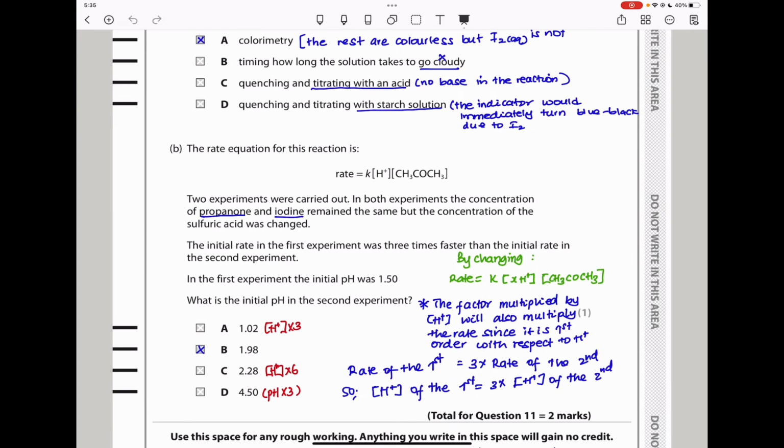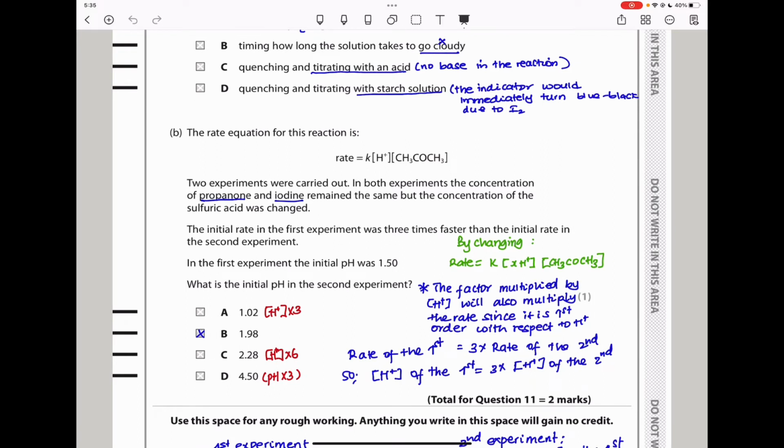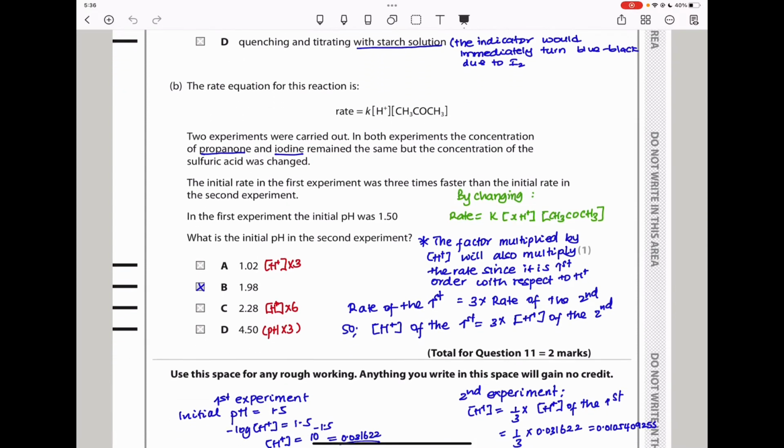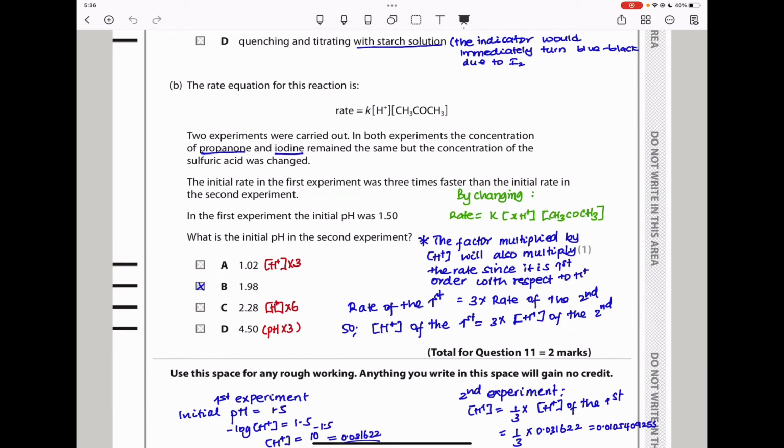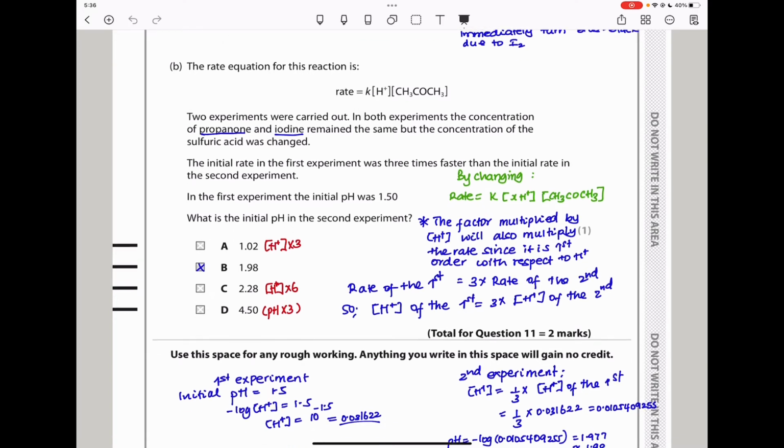So the answer should be A. And here they say the rate equation for this reaction is here. They've given us the rate equation, and they say two experiments are carried out. In both experiments, the concentration of propanol and iodine remain the same, but the concentration of sulfuric acid was changed. The initial rate of the first experiment was 3 times faster than the initial rate of the second experiment. In the first experiment, the initial pH was 1.50. What is the pH in the second experiment?